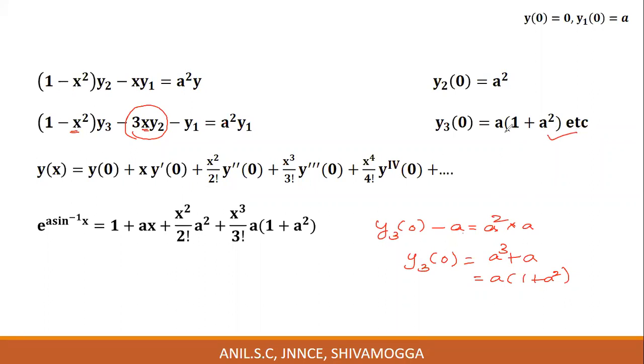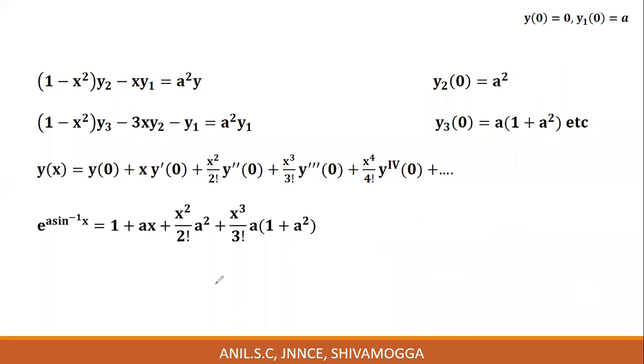Now write the Maclaurin's series up to third degree term. Maclaurin's series is given by y of x is equal to y of 0 plus x into y dash of 0 plus x square by 2 factorial into y double dash of 0 plus x cube by 3 factorial into y triple dash of 0, up to this term. Y of 0 is 1, plus x into y dash of 0. Y dash of 0 is a. Therefore, a into x. X square divided by 2 factorial into y double dash, y double dash is a square, plus x cube divided by 3 factorial into y triple dash of 0, which is a into 1 plus a square.